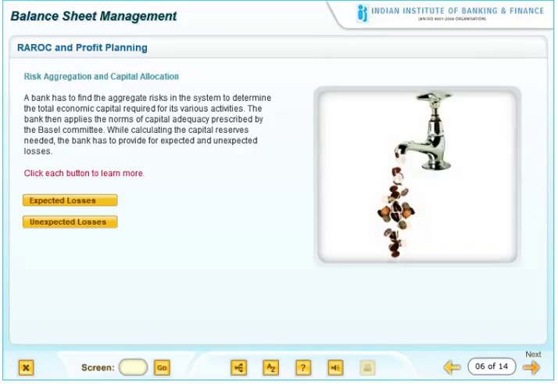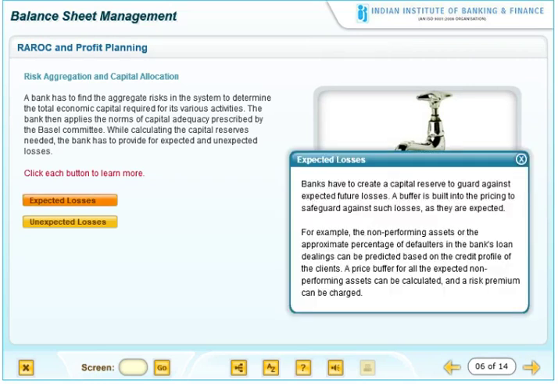A bank has to find the aggregate risks in the system to determine the total economic capital required for its various activities. The bank then applies the norms of capital adequacy prescribed by the Basel Committee. While calculating the capital reserves needed, the bank has to provide for expected and unexpected losses. Click each button to learn more.